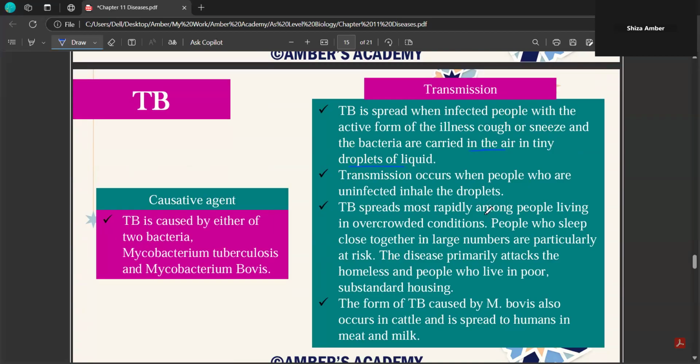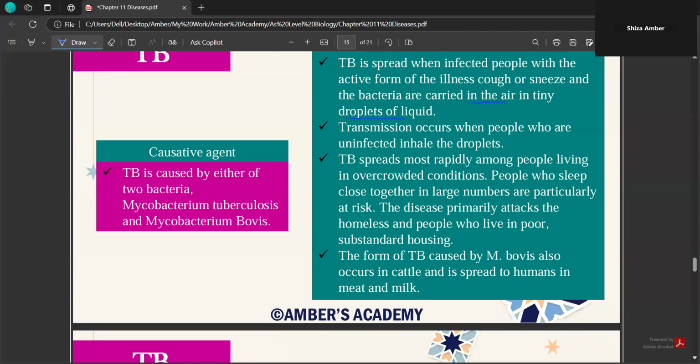TB spreads most rapidly among people living in overcrowded conditions. People who sleep close together in large numbers are particularly at risk. Again, if you are living in substandard conditions, you are at risk of catching TB. The disease primarily attacks the homeless and people who live in poor, substandard housing. The form of TB caused by M. bovis also occurs in cattle and is spread to humans in meat and milk.